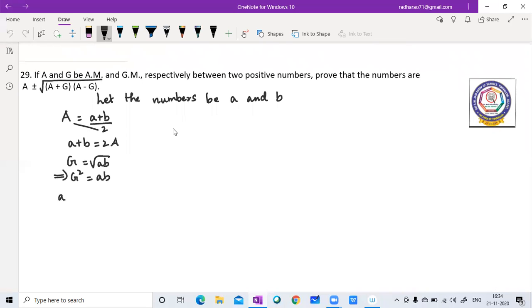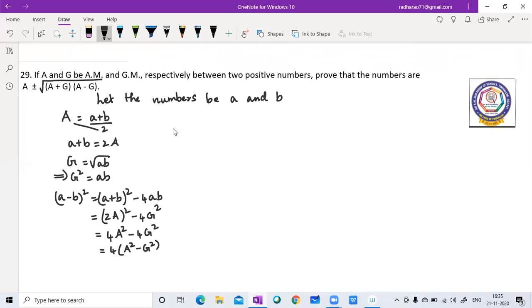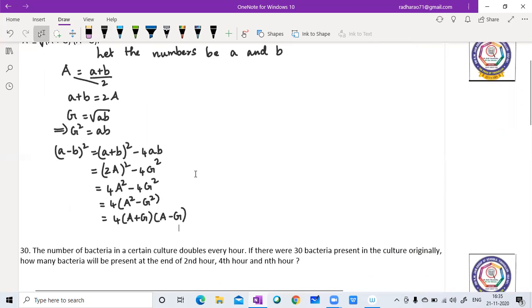Now I want a minus b. So I use the identity a minus b the whole squared is equal to a plus b the whole square minus 4ab. So what is a plus b? 2A. So 2A the whole square minus 4 into what is ab? G squared. So when I square 2A, what do I get? 4A squared minus 4G squared. So it is 4 into A squared minus G squared. So that can be written as 4 into, it is in the form of a squared minus b squared, A plus G into A minus G. So a minus b the whole square is 4 into A plus G into A minus G.